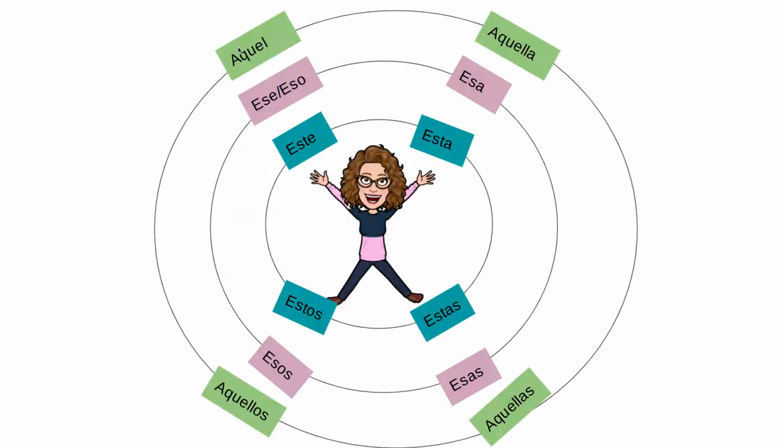And my last group, aquel is masculine and singular. Aquella is feminine and singular. Aquellos is masculine and plural. And aquellas is feminine and plural. So those are our demonstrative adjectives in Spanish. So again, these all indicate an item's location in relation to the speaker.